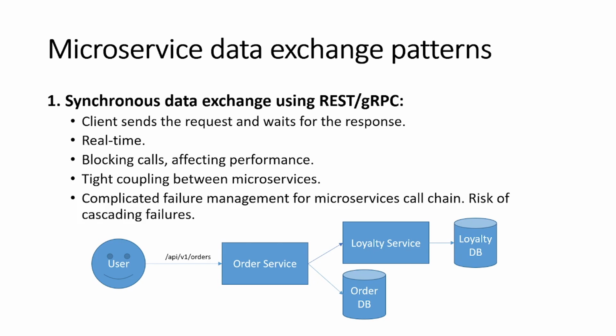Also, in case of such microservice call chain, there is a risk of cascading failures, like when loyalty service goes down due to some problem, order service will take the hit, and this should not be the case, because we should be able to accept the new orders no matter what is happening with our loyalty service.